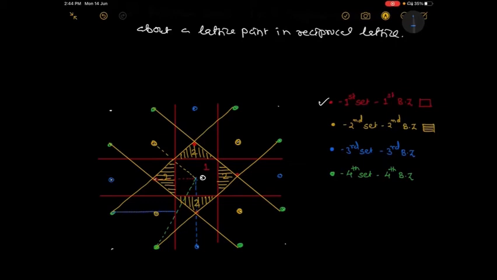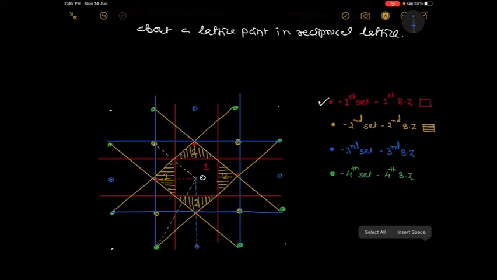That perpendicular bisector we draw like here. Similarly, another perpendicular bisector. Similarly, next one, this is the next perpendicular bisector, that bisector. Now it forms the third Brillouin zone. The third Brillouin zone we draw it here.